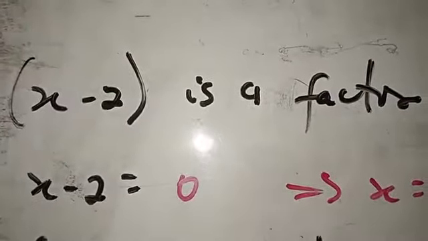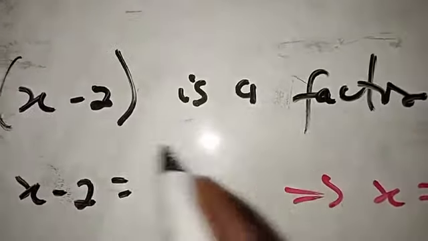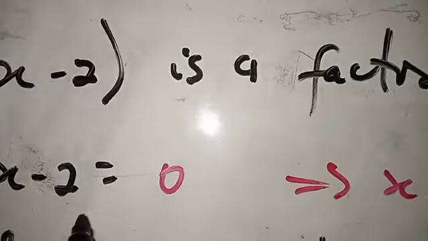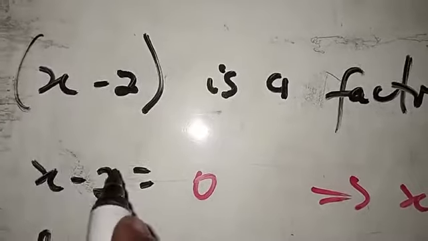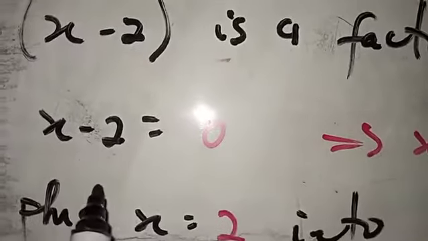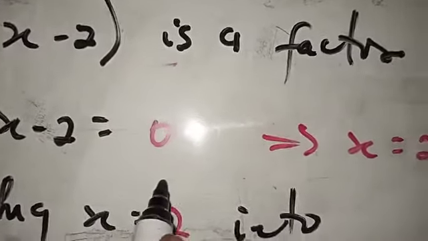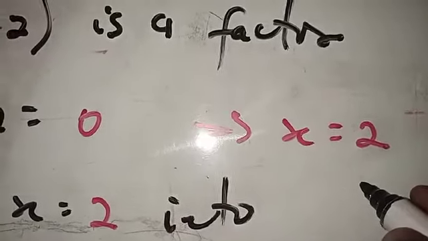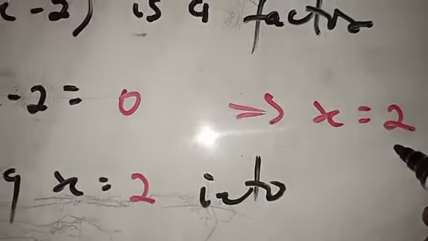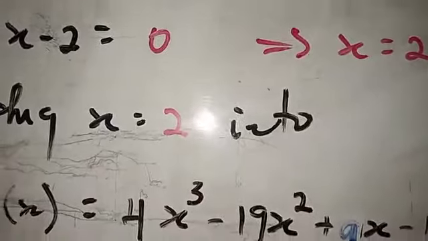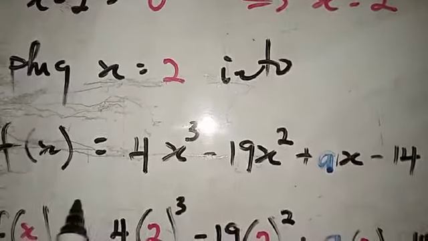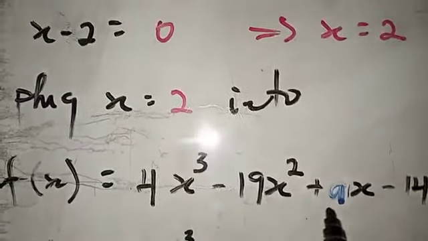Now we know that if you are a factor, it means that when you solve you, right? What I mean by solve is that you have to equate this guy to 0. So straightforward, you have that x is equal to 2. Once you have this x equal to 2, you plug this into the polynomial being given to you. This is the polynomial. Is that okay? Because you are a factor.